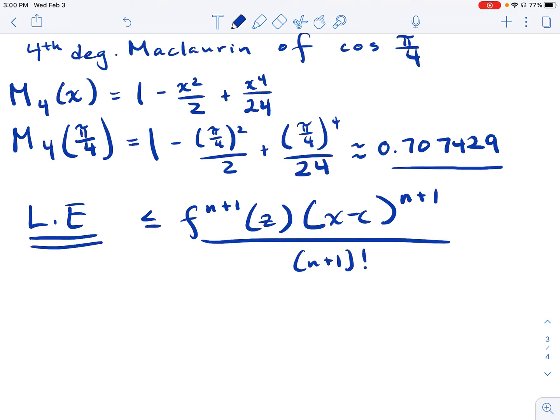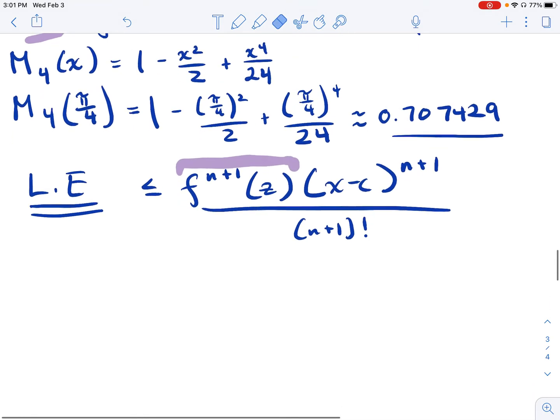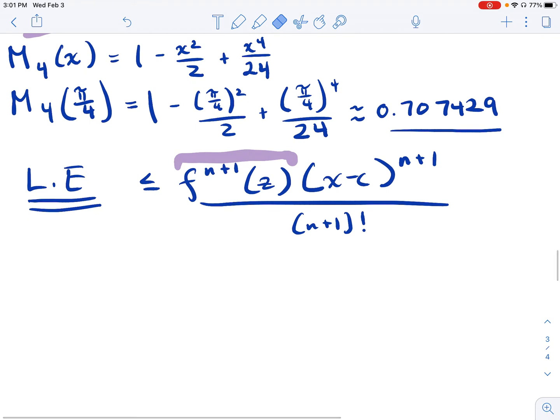Okay, now since we're talking about a 4th degree Maclaurin polynomial, that means all of this n plus 1 should be equal to 5, right? So we're looking at the 5th order term. Now, let's pause and let's think about this part over here. This is the part that we really want to concern ourselves with. So we want to find the 5th order derivative evaluated at some magical z value. Well, first, let's find the 5th order derivative.